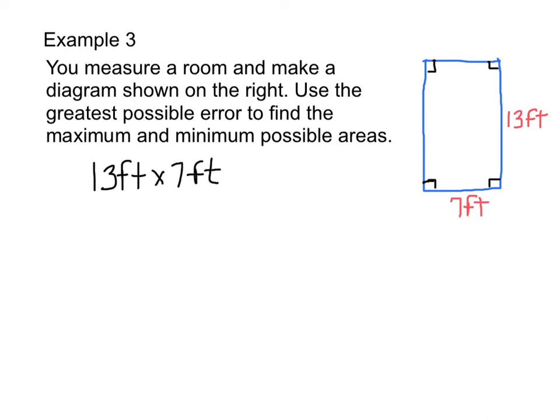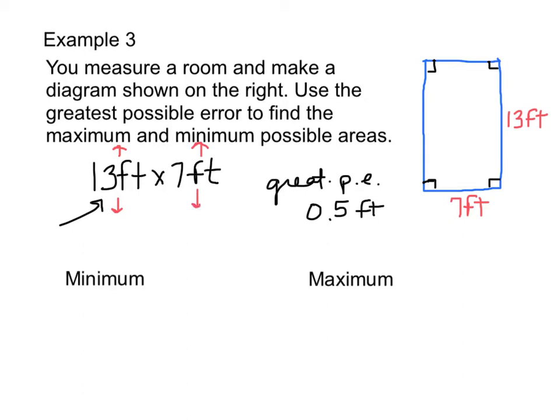Since I measured in full feet, you have to take a half of that. So my greatest possible error, I'm going to abbreviate, greatest possible error is half a foot. So that means both of these values here, the 13 and the 7, could be actually half a foot higher or half a foot less. So each of them could be half a foot higher or half a foot less.